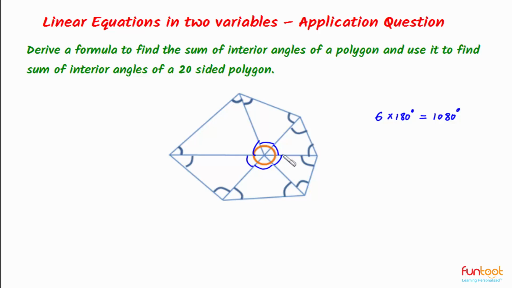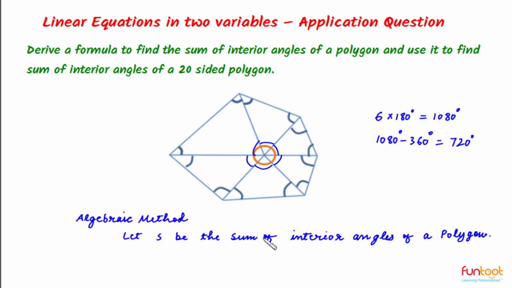And we know that the angle around the point is 360 degrees. So from 1080 degrees, if we subtract 360 degrees, we'll get 720 degrees. So this is the sum of interior angles of a hexagon. This is one of the approaches of doing this, and the other approach can be the algebraic method of finding the sum of the angles.